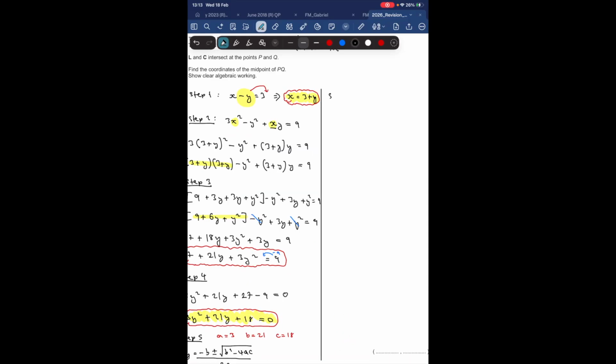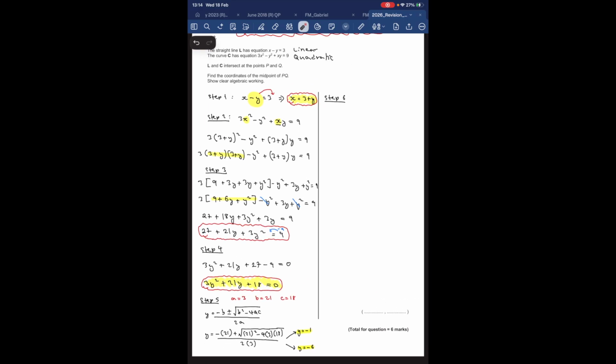Step 6 is going to be calculating the values for the x coordinate. Now, remember, we already have an equation here for how we can work out the x coordinates. We rearranged the linear equation at the very, very beginning. So we're going to use this equation here. Now, going back to what we just calculated, we have two possible values of y. So for each of these y values, we need to calculate x.